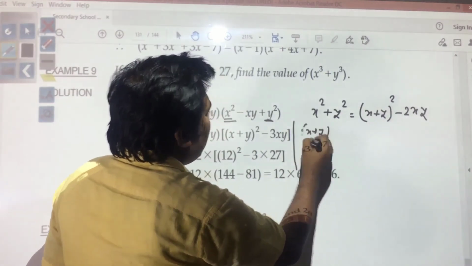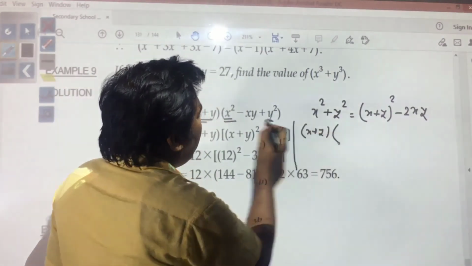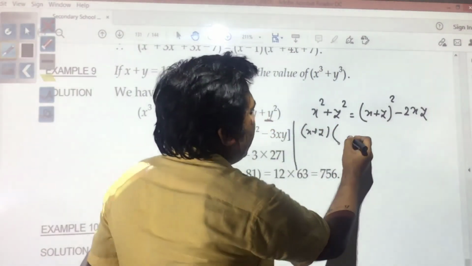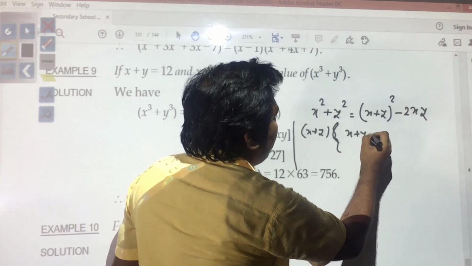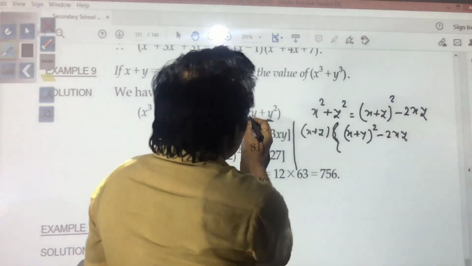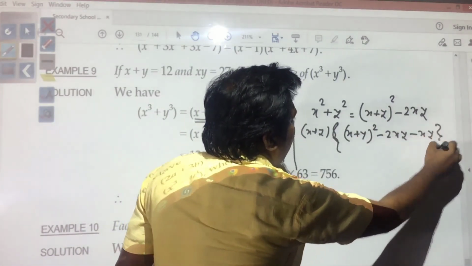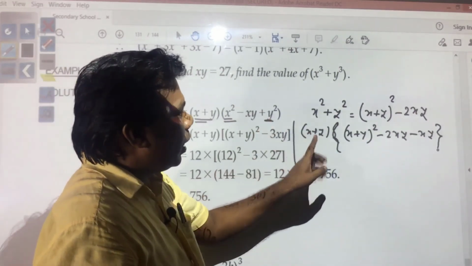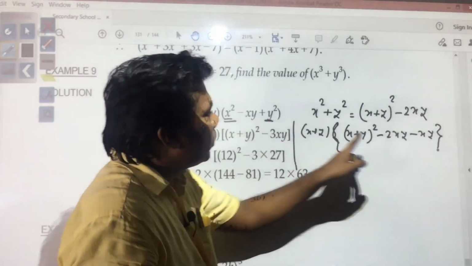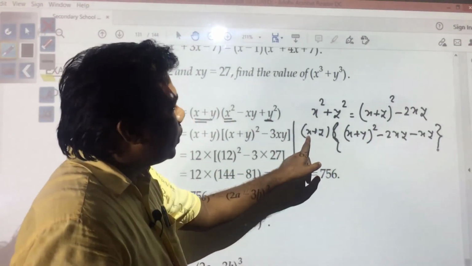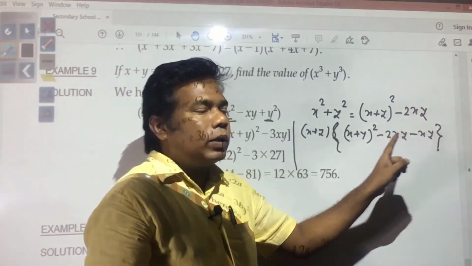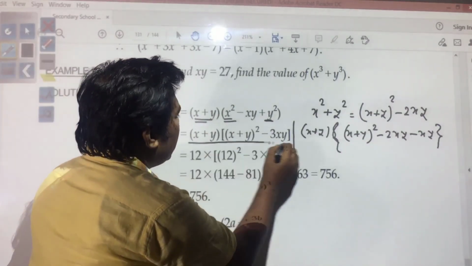Now if you write the same over here, what will you get? You see x plus y, we have written this, then x square plus y square. In place of this, we write x plus y whole square minus 2xy, and then you have minus xy. In place of x square plus y square, we have written x plus y whole square minus 2xy, and this minus xy we have written. So finally what will you get? x plus y into x plus y whole square minus 2xy minus xy, which is minus 3xy. The same thing has been written over here.